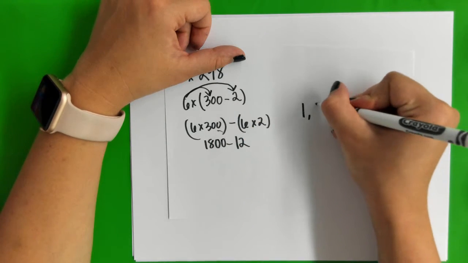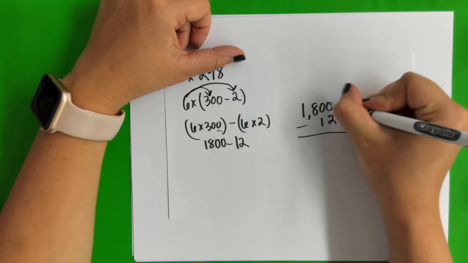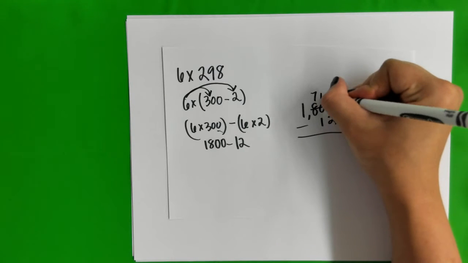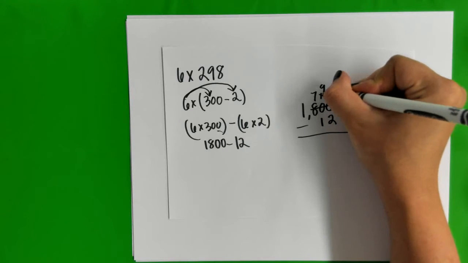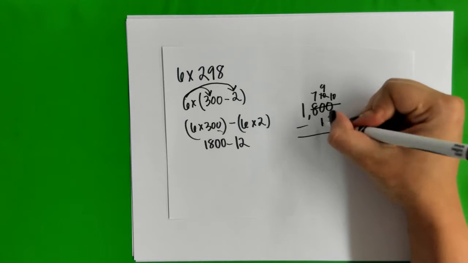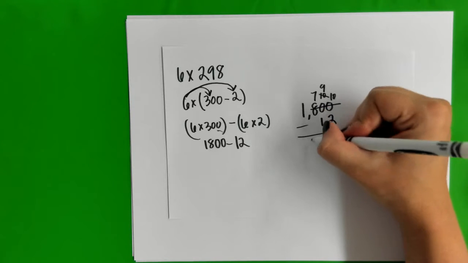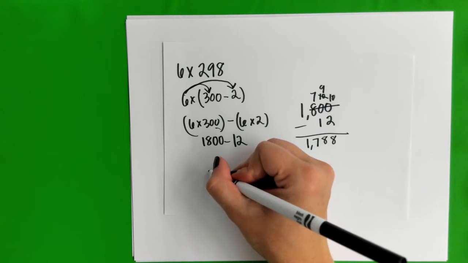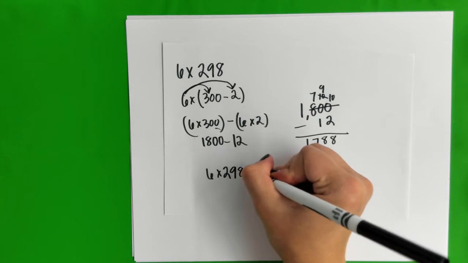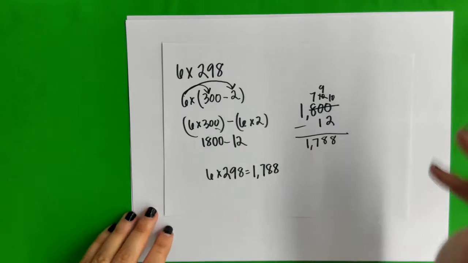And come over here. Ten minus 2 is 8. 9 minus 1 is 8. 7, 1. So 6 times 298 equals 1,788.